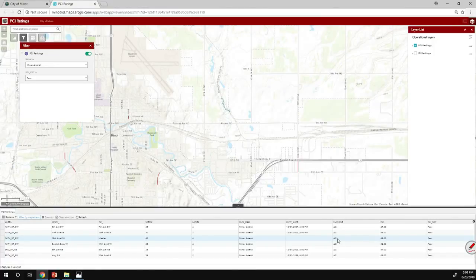So when we try to do this on the fly, if you say, well, how much would it take to reconstruct Burdick from here to here, we can start to do those quick analyses pretty quick.